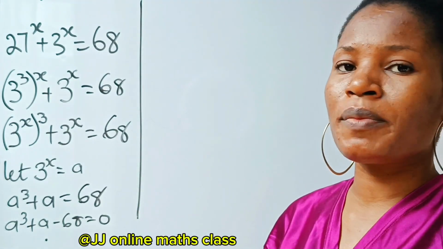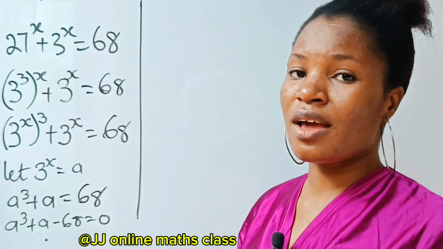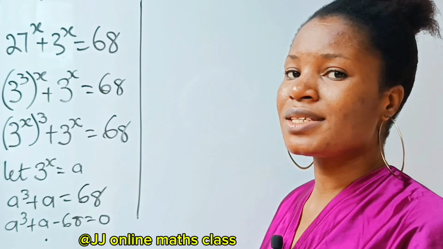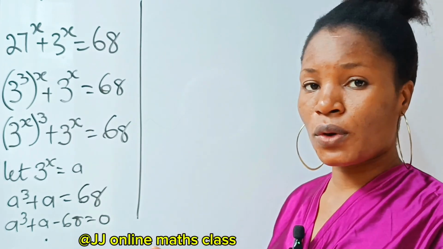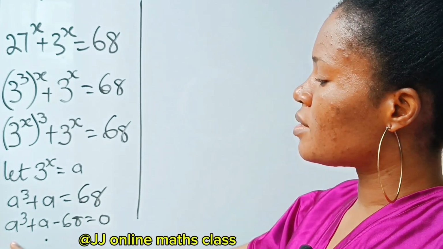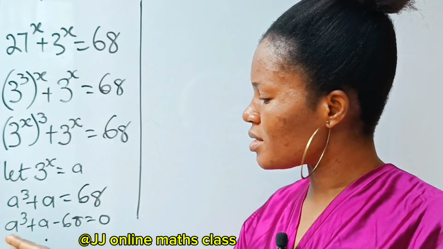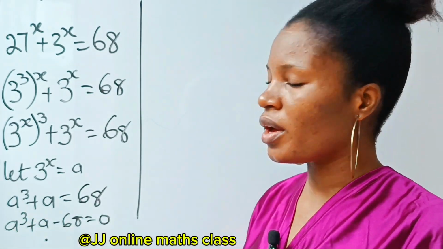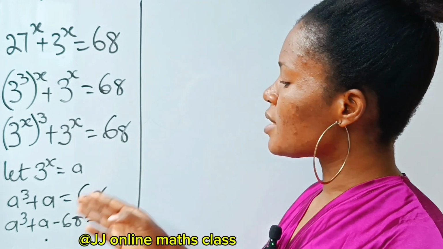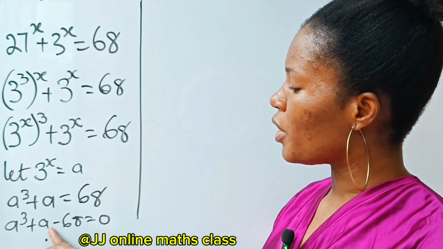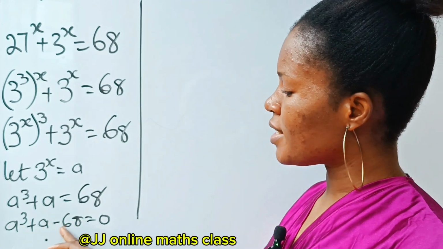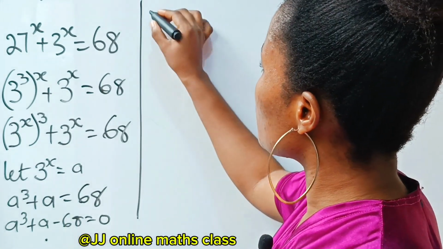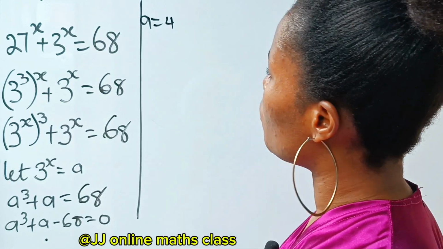Okay, so let's go ahead and solve then. Now according to the method I want to use, I'm going to use trial and error to get the first value of a, then I'm going to use synthetic division to get my quadratic equation. So looking at this, by trial and error and by mere looking at it, you can see that a is 4, because 4 to the power of 3 will give you 64, and 64 plus 4 will give you what? 68. So 68 minus 68 will give you 0. So our a here is equal to 4.